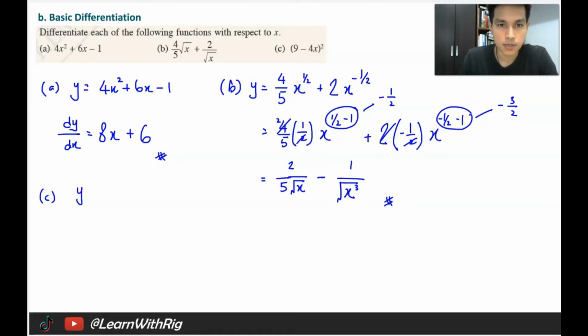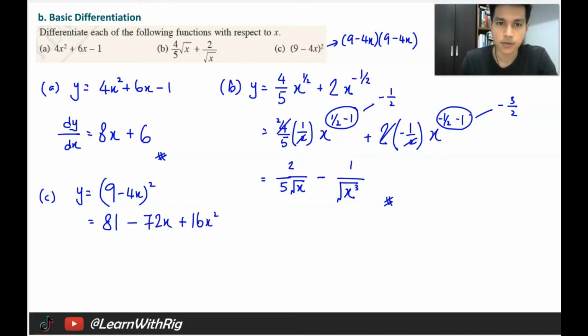So y equals, you can try to expand it like this first, or you can just straight away expand with the shortcut. Okay, you expand this, it becomes 9 square is 81, and then 9 times negative 4 times 2, you get minus 72x plus 16x square. Okay, so this is expanding. So what is dy dx?